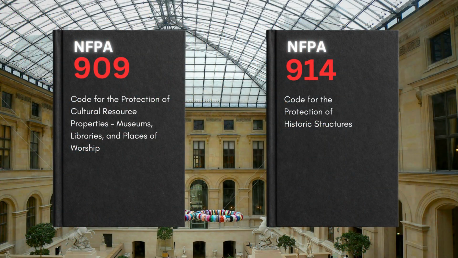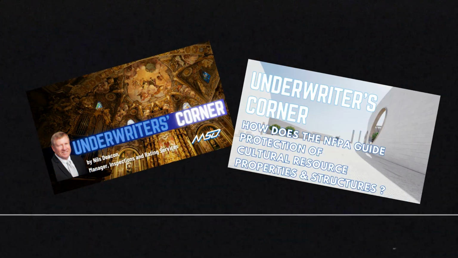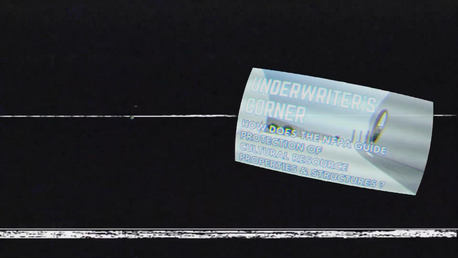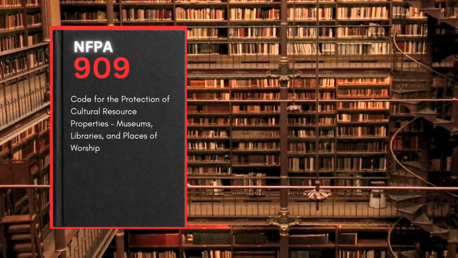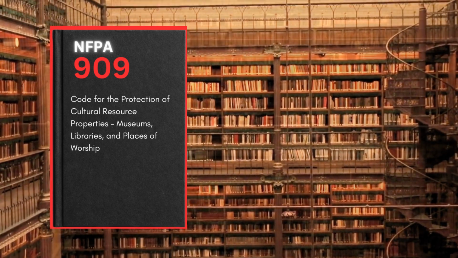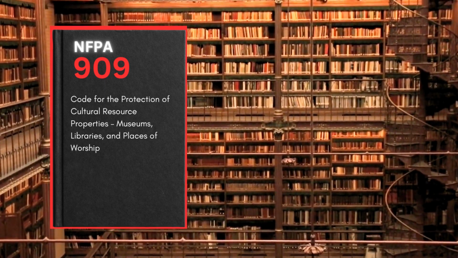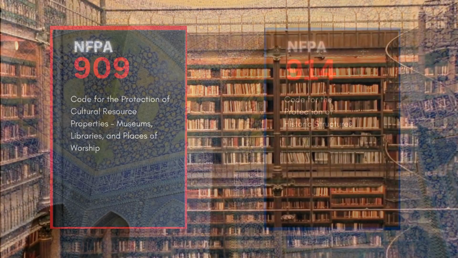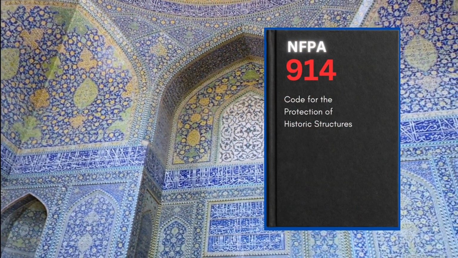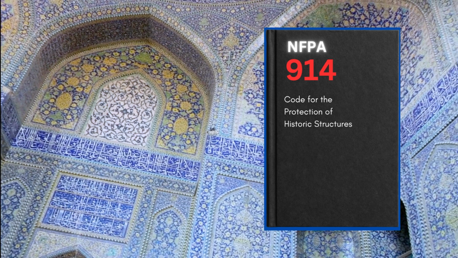What are the important differences between NFPA 909 and NFPA 914? Two previous Underwriters Corner episodes discussed how NFPA 909, the Code for the Protection of Cultural Resource Properties like museums, libraries, and places of worship, and NFPA 914, the Code for the Protection of Historic Structures, are used in protecting culturally important properties from fire loss. Keep in mind, there's an important difference between these two codes.